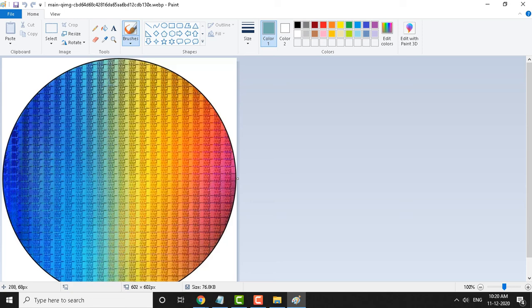Okay, I am unable to write this. Let me try now. Okay, now I think, yeah, this is the small IC area you can see here. Small rectangular pieces. These are the ICs. Within this there are billions of transistors residing. This entire thing is called a wafer. So this is a wafer.